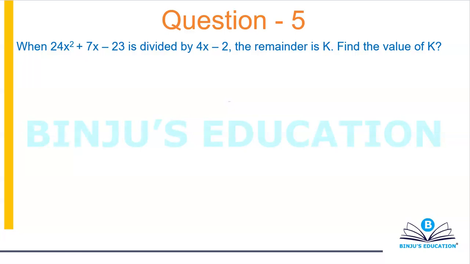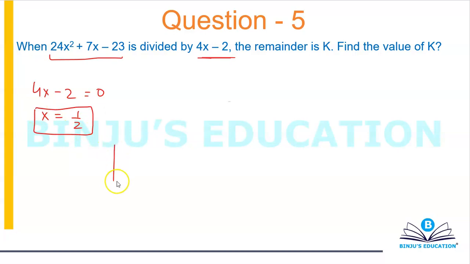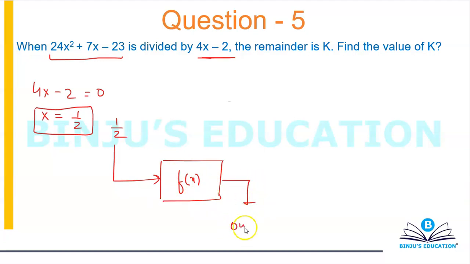Alright, let's try this one. So this polynomial is divided by 4x minus 2. So 4x minus 2 should be equal to 0. That means x will be equal to 1 by 2. So rather than saying that this is divided by 4x minus 2, I can simply say that I have an input value of half in the function. I'm providing an input value of half and I'm asking to calculate the output value.